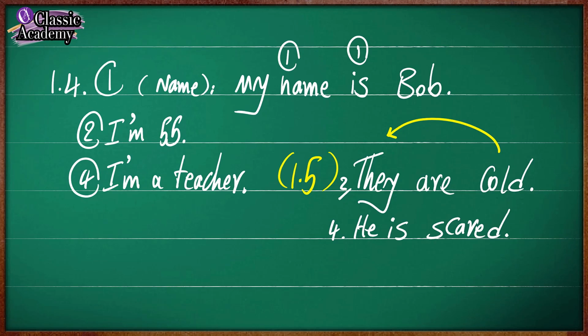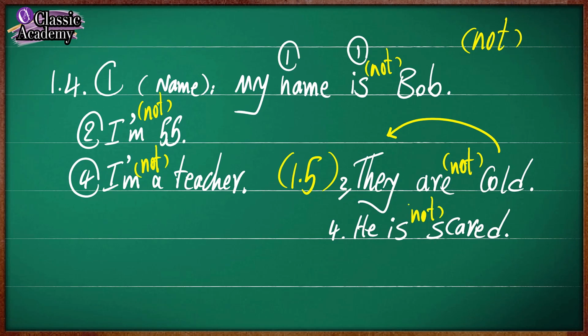We can add "not" to all these verbs and make them negative. For instance, I'm not 55. I'm not a teacher. Okay, my name is not Bob. They are not cold. It is just extra exercise, huh? He is not scared. And simply, I can add this "not" to this verb and make it negative. It is perfect because we can play with this verb. We do need to play with this verb to get to understand it, to try to use it.